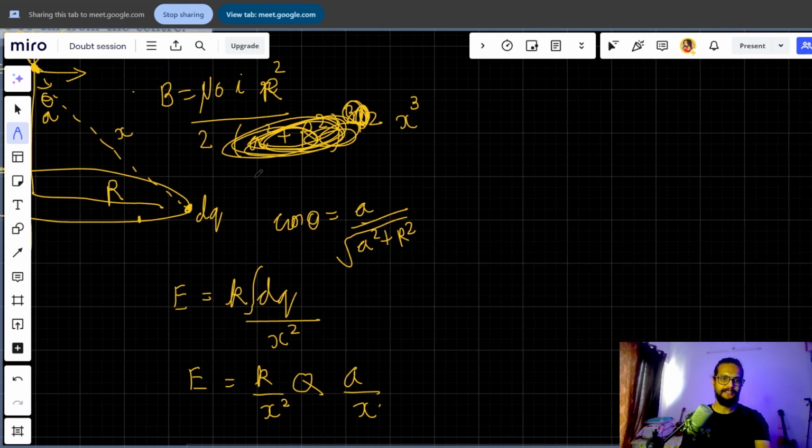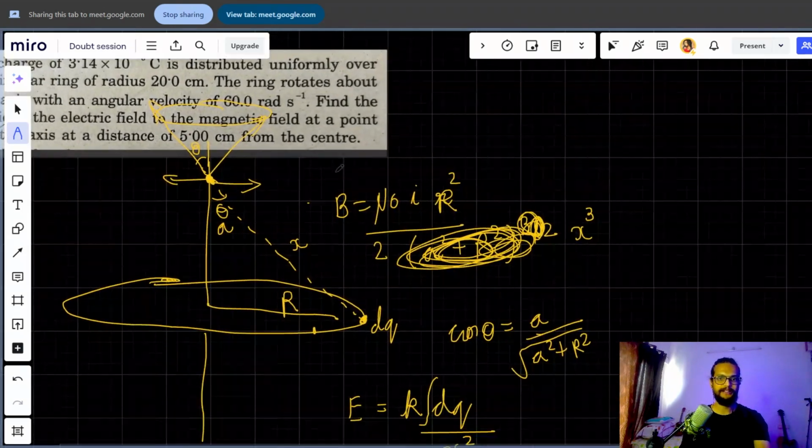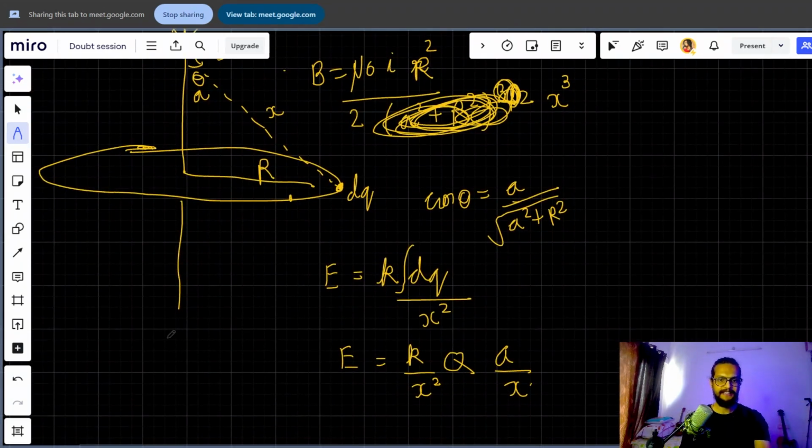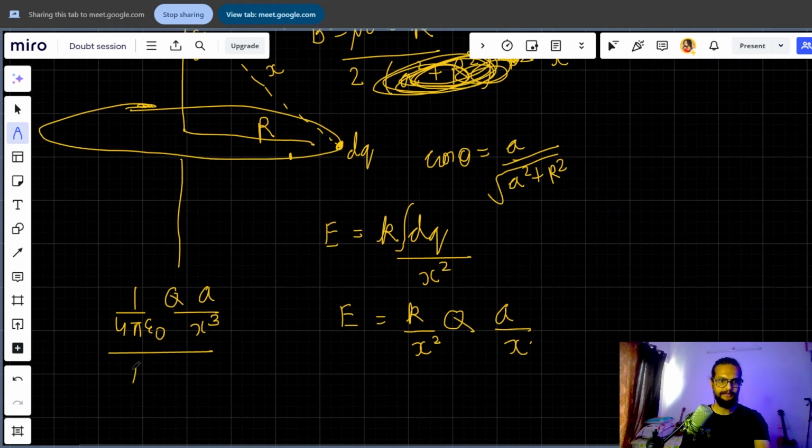So now can you see that if you need what has been asked, find the ratio of electric to magnetic field. So electric is what? It's k. K is what? K is 1 by 4 pi epsilon naught, right? Into q into a upon x cube, whole thing divided by mu naught I r square. अब निकाल लोगे ना, mu naught I r square divided by 2 x cube. So can you see that x cube completely gets cancelled? And accordingly, you can find the value.